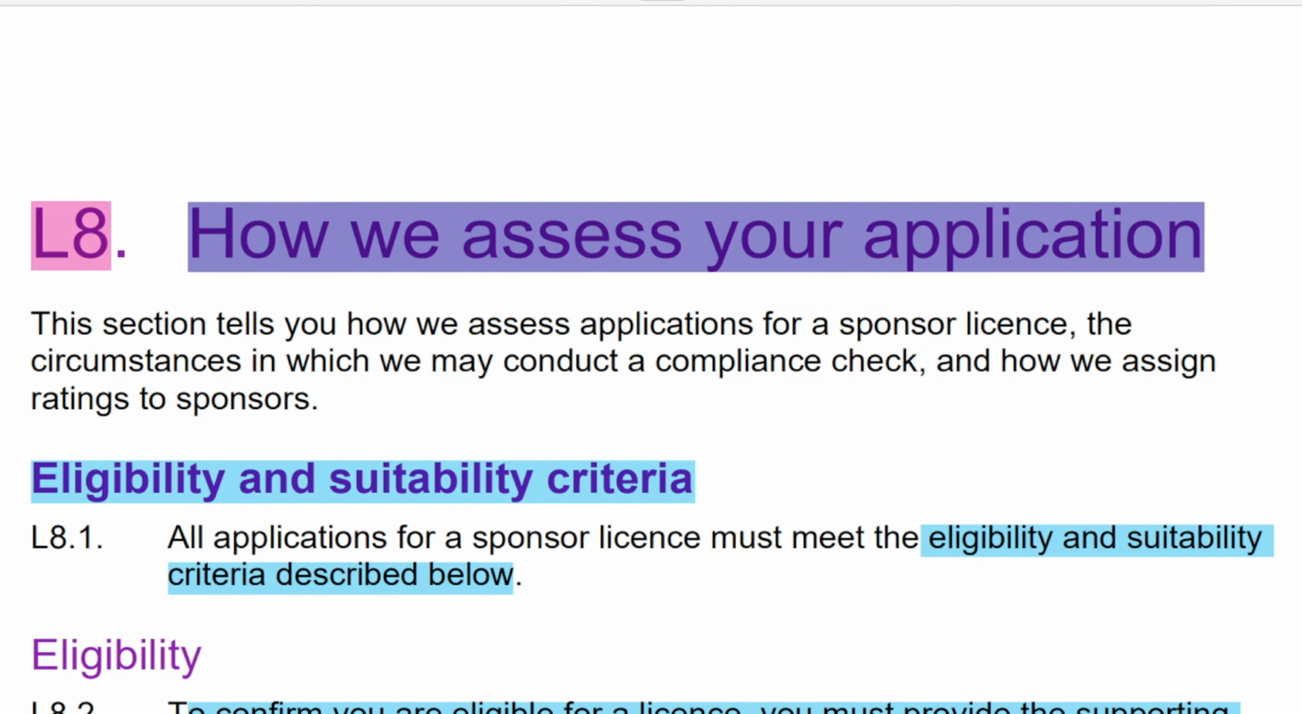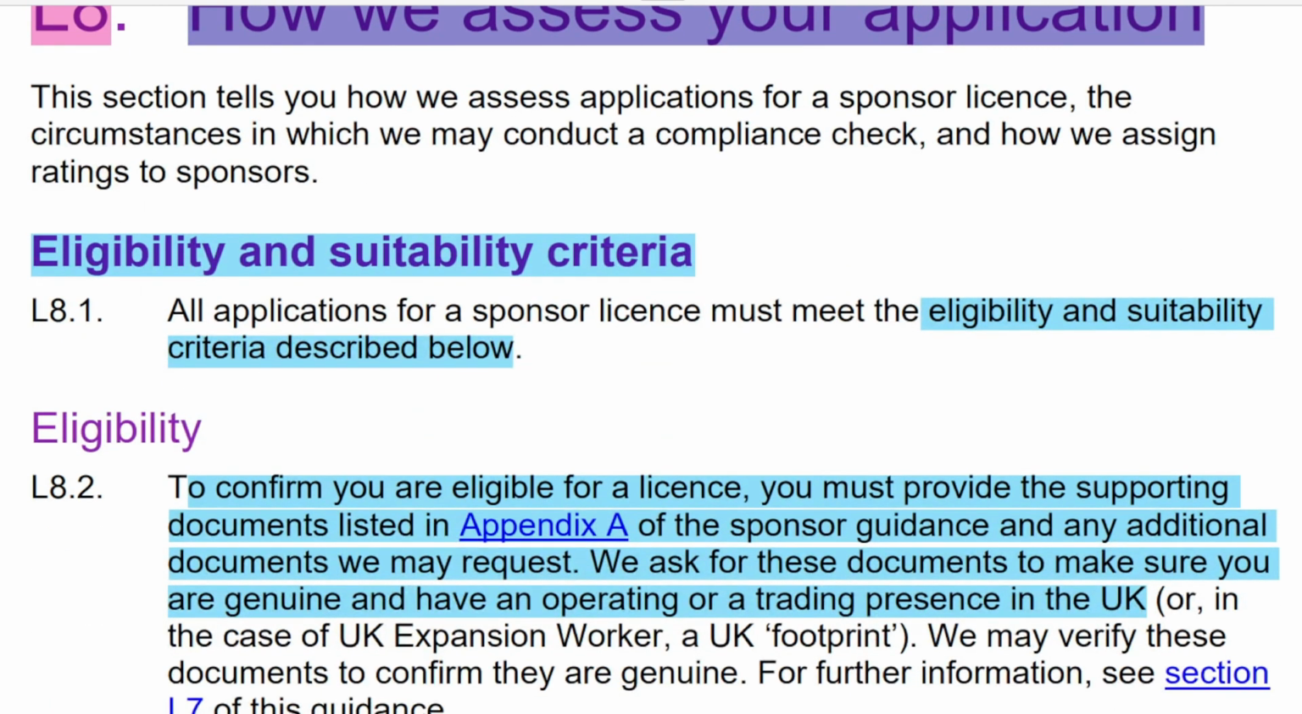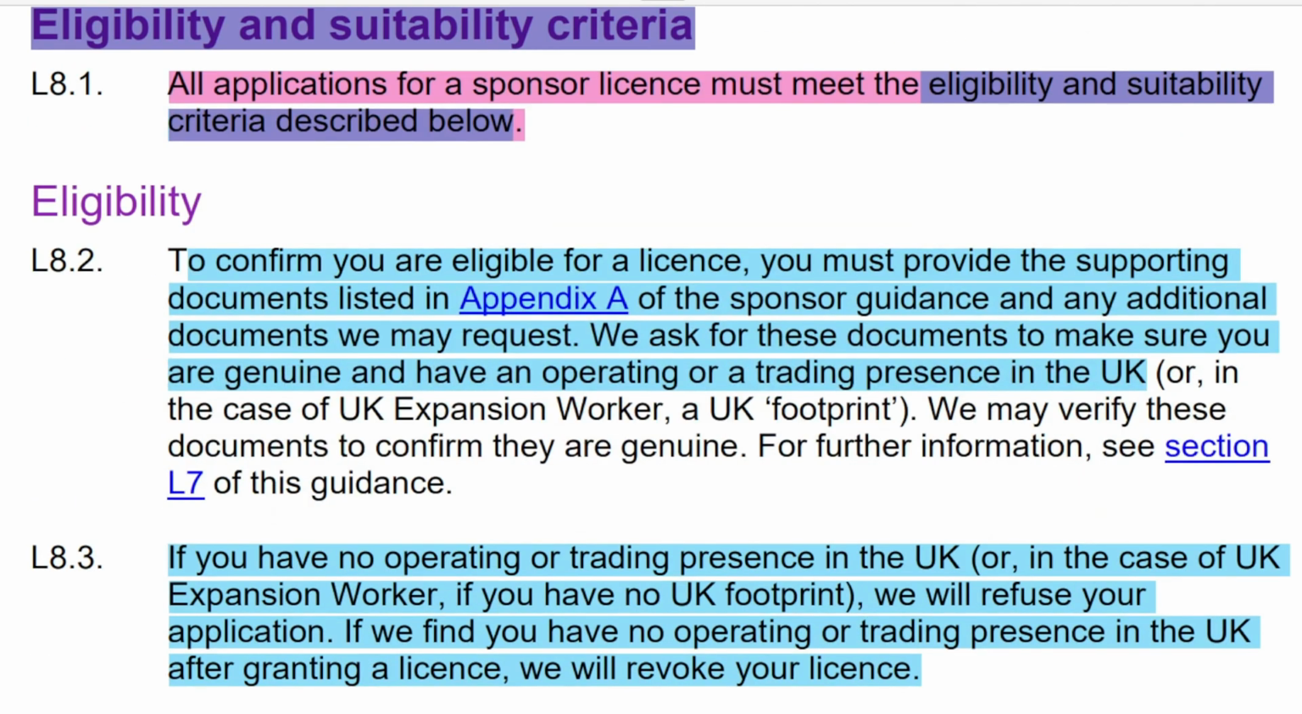This is L8 now we are discussing: eligibility and suitability criteria. All applications for your sponsor licence must meet the eligibility and suitability criteria described below. So first we will discuss the eligibility, then we will discuss the suitability criteria.